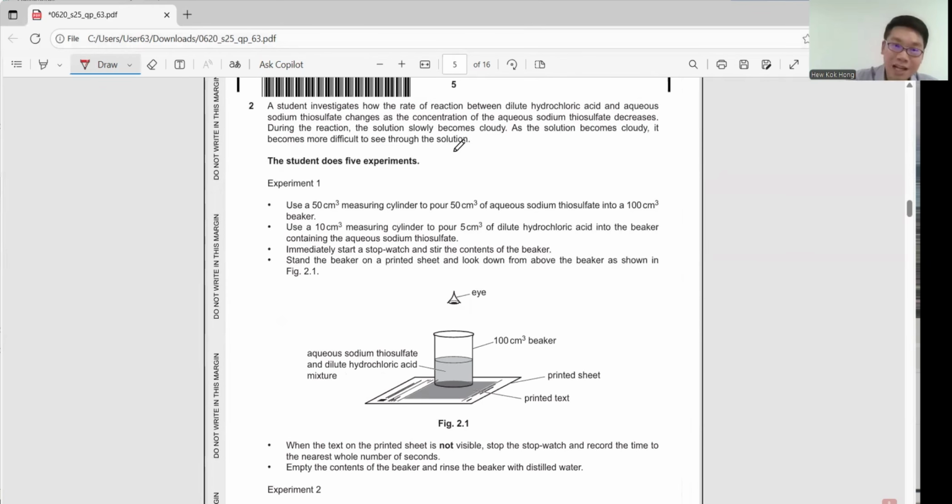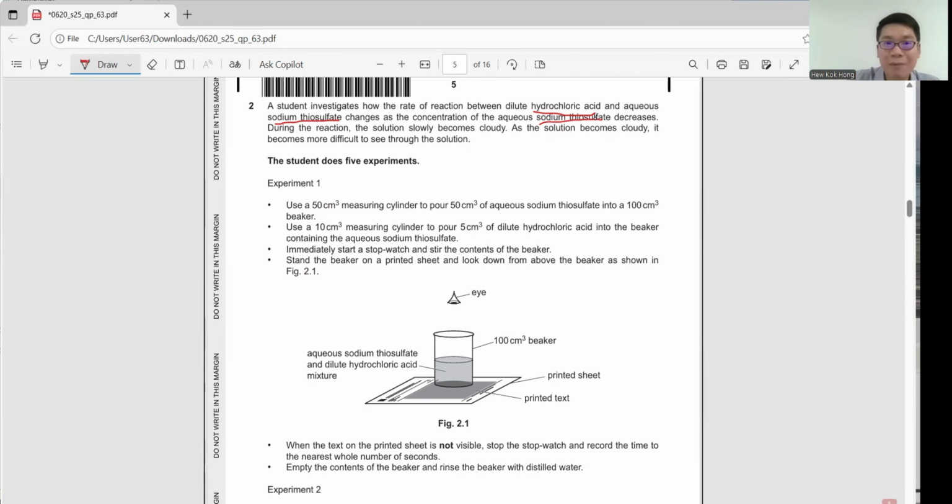Question 2 is a data type question. The student investigates how the rate of reaction between dilute hydrochloric acid and sodium thiosulfate changes as the concentration of aqueous sodium thiosulfate decreases. So we are changing the concentration of sodium thiosulfate. During the reaction, the solution slowly becomes cloudy. As the solution becomes cloudy, it's more difficult to see through the solution.